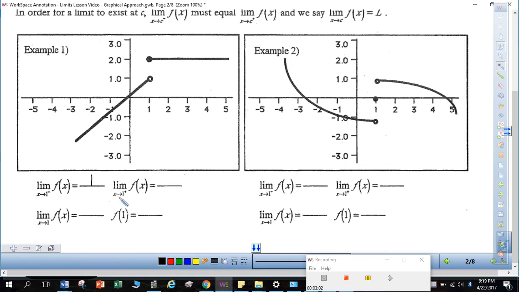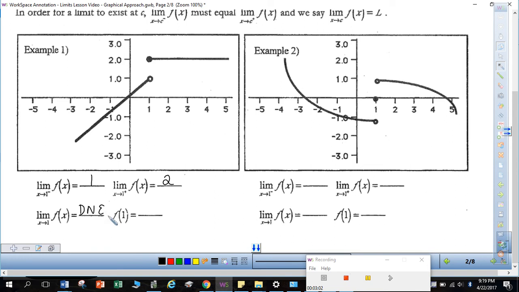Now the limit as x approaches 1 from the right side. We're going to be coming up here. We see the y value is getting closer to 2. So because these two are not the same, we can say the limit as x approaches 1 does not exist because it's not the same y value coming from the left and the right side.